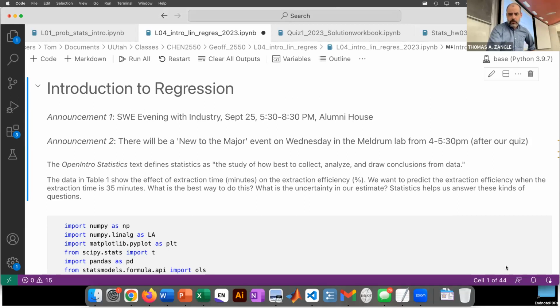So today we're going to go through an introduction to regression. We're on lecture 4 material. There's one more announcement for today, which is that there will be a new to the major event on Wednesday in the Meldrum lab from 4 to 5:30 p.m. So conveniently just after our quiz on Wednesday, quiz number 2.